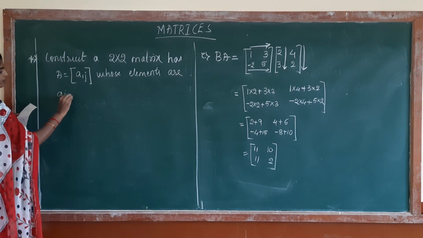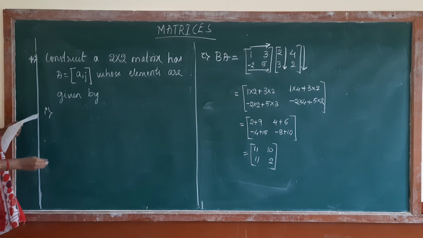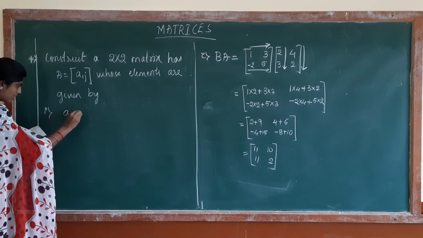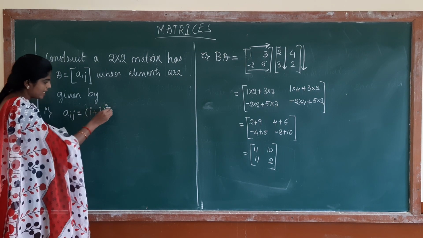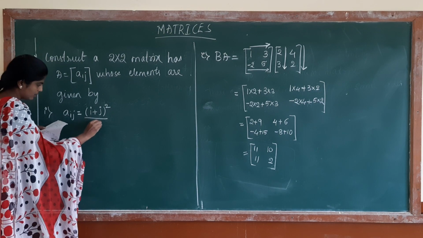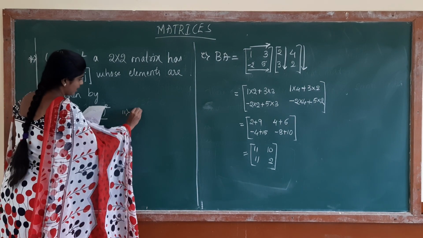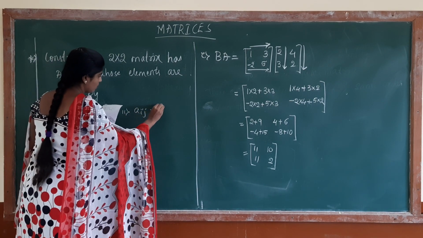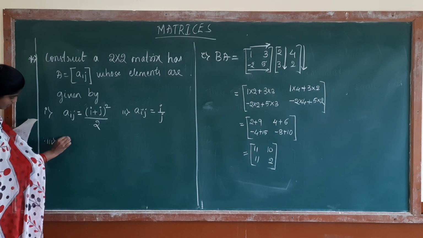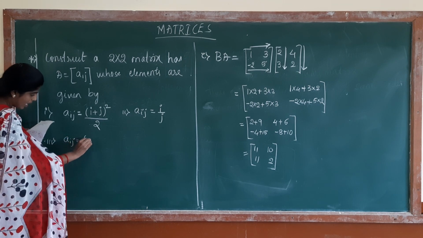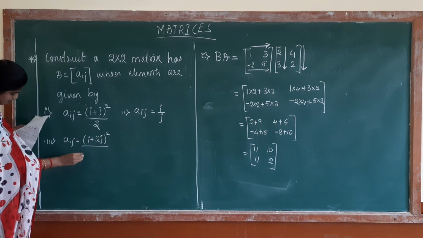given by. In this case, the first one is Aij equal to I plus j whole bracket square divided by 2. The second one is Aij equal to I by j. And the third one is Aij equal to I plus 2j whole square divided by 2.